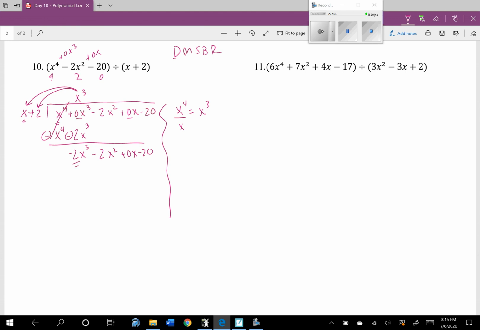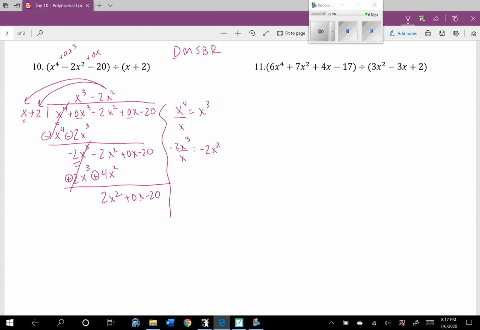So then, again, we're going to repeat. So negative 2x cubed over x gives me negative 2x squared. It's quadratic, so it goes above the quadratic terms. M stands for multiply, so I'm going to go ahead and multiply this by both of these and then line them up. So negative 2x squared times x is negative 2x cubed. Negative 2x squared times 2 is minus 4x squared. And then we subtract the terms, so minus minus becomes plus for both of these. This cancels out. 2x squared plus 4x squared gives me 2x squared. And then bring down the other terms.